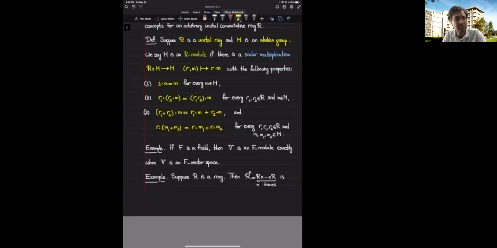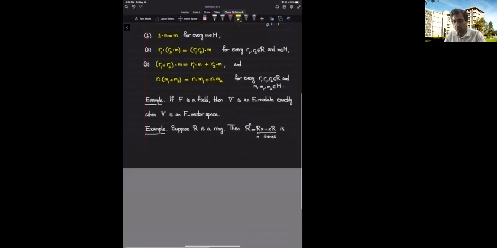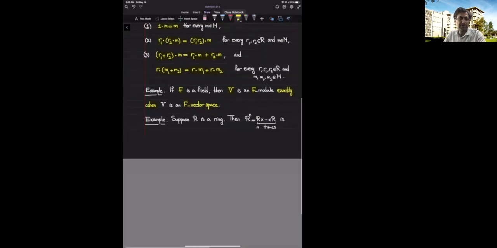Let's review some important examples. Of course, as I have motivated it, if F is a field, then V is an F module if and only if it's an F vector space. So an F module V is exactly an F vector space. So over a field, the concept of vector space is equivalent to the concept of modules. Now, for an arbitrary ring, do I have an interesting module?